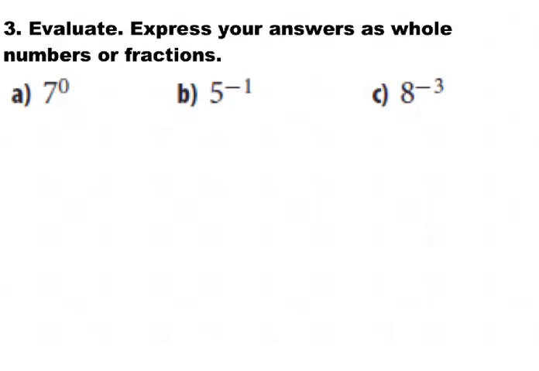The next problem says evaluate and express your answer as whole numbers or fractions. Any number exponent 0 is 1, so 7 exponent 0 is 1. 5 exponent negative 1, we are going to change this one to a reciprocal and change the exponent to positive. So this is the same as 1 over 5 exponent 1, which is 1 over 5. Any number exponent 1 is the same number. 8 exponent negative 3 is the same as 1 over 8 exponent 3. And 8 exponent 3, if you use your calculator, is 512.